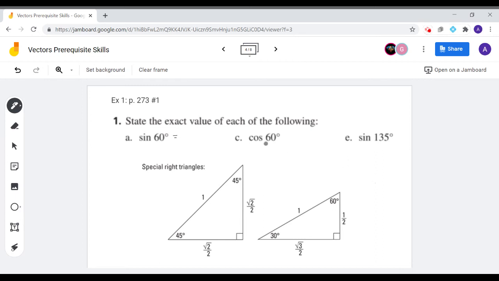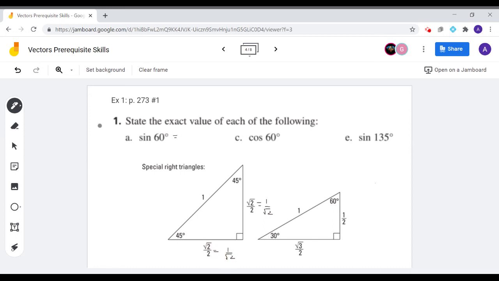Okay, so we should be able to state exact values, and we might need to use our special triangles. Just keep in mind, in this picture, they used degrees for the angles instead of radians. When we're dealing with vectors, we deal with degrees instead of radians usually. But they wrote this as root 2 over 2, and remember that that's the same as 1 over root 2. And same thing here, this is the same as 1 over root 2.